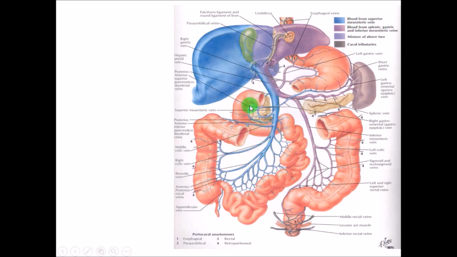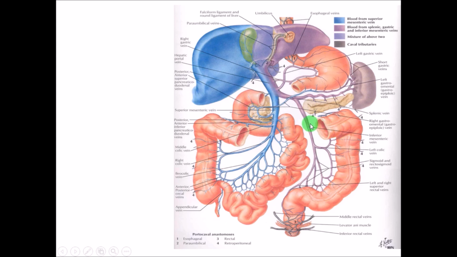It will be absorbing blood from the different parts of the small intestine as well as part of the large intestine, and it flows through the superior mesenteric vein through the right part of the portal vein, directly into the right branch of the portal vein and to the right side of the liver.